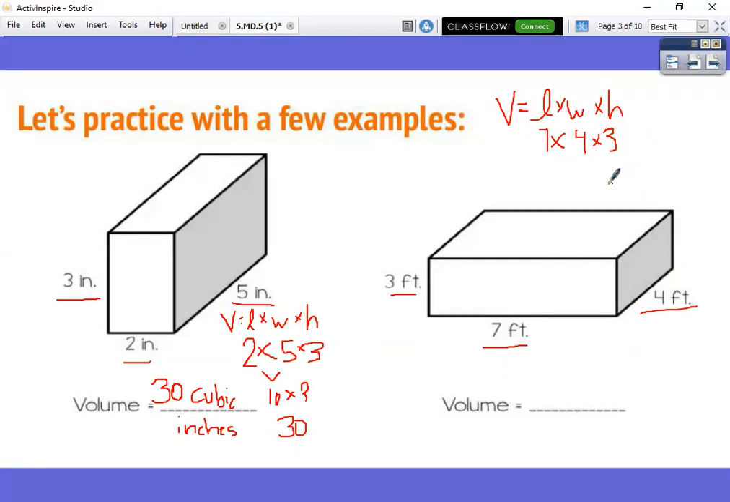When we go to multiply our three numbers, it does not matter the order that we multiply them. So I'm going to begin by multiplying 4 times 3. That's an easier fact for me to work with. I know 4 times 3 equals 12. And then I can multiply 7 times 12, which is a math fact, and I know that 7 times 12 equals 84. So the volume of this rectangular prism is 84 cubic feet, because my dimensions are given in feet. Always go back and double check your model to make sure that you are using the right measurement unit.